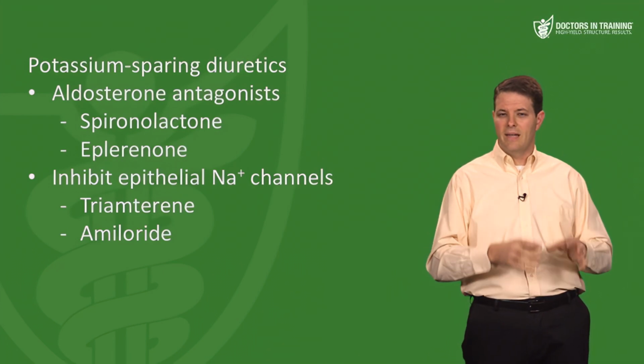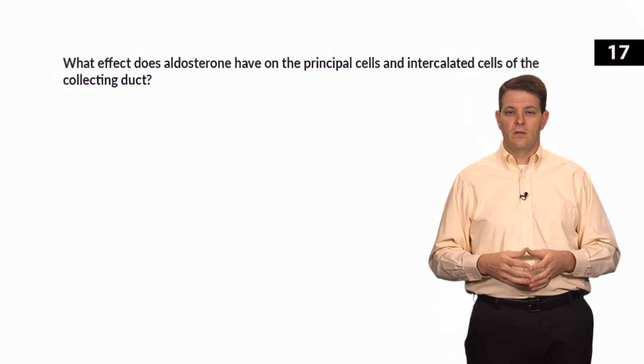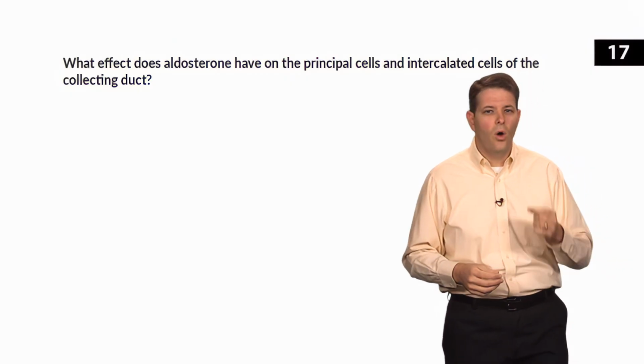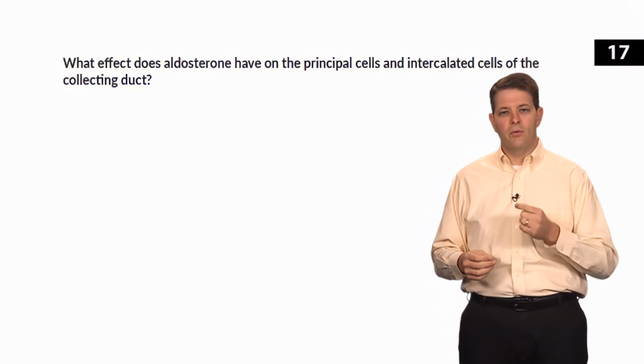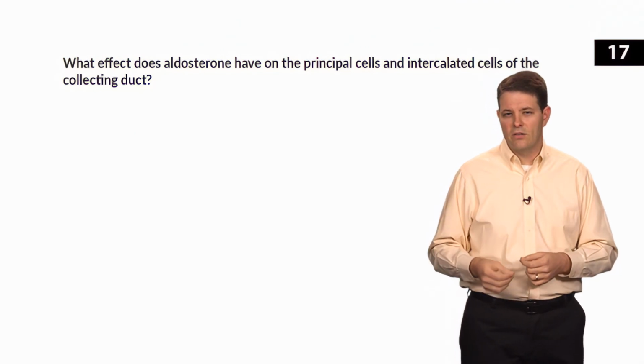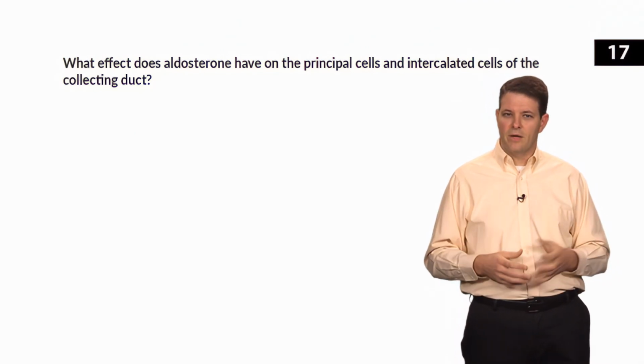They do not antagonize aldosterone. So the last question before we get to the quiz says, what effect does aldosterone have on the principal cells and the intercalated cells of the collecting duct? You can see this back on the diagram.